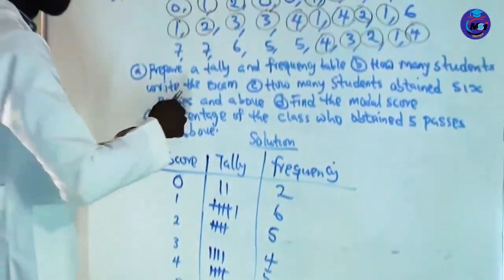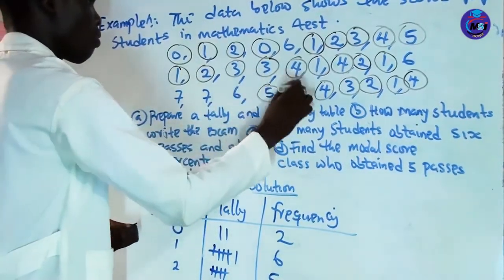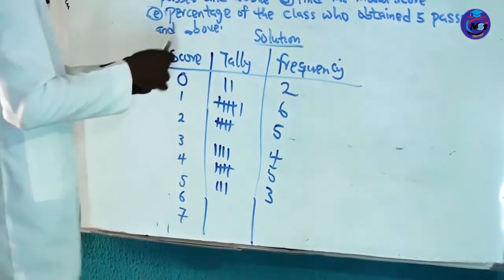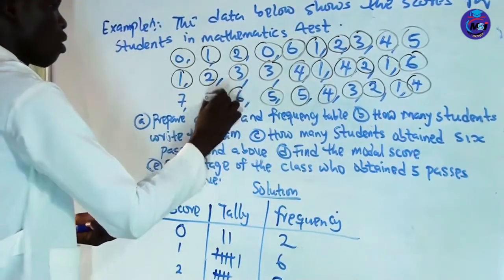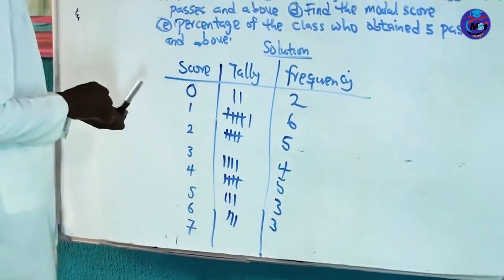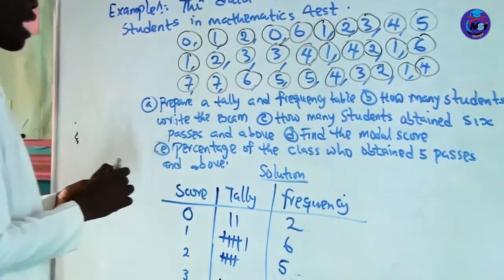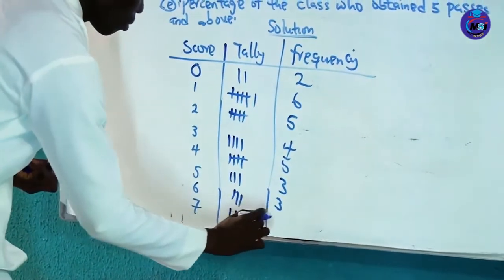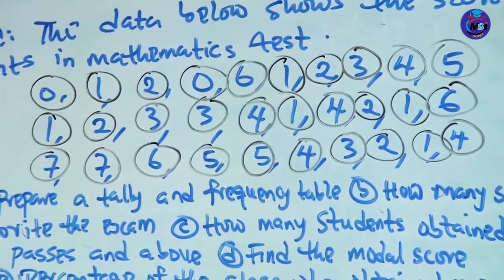Okay, let's look at 5. 1, 2, 3. We have 3, right? Let's look at 6. 1, 2, 3. Okay, we have 3. Let's look at 7, which is the last one. We have 1, 2. Okay, I think we've circled everything. So we have 2. Now, how can we know that our frequency is correct?